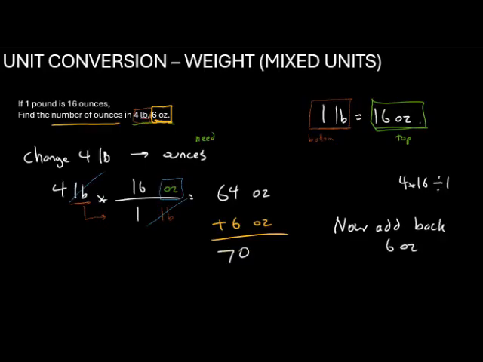Because we are adding 2 amounts of ounces together, our final answer must also be ounces. This means in 4 pounds and 6 ounces, there's a total of 70 ounces. The important thing to remember is we leave the 6 ounces for the end, and we start with our pounds to ounces unit conversion. The pounds to ounces unit conversion gave us the 64, then we added the extra 6 on to get 70.